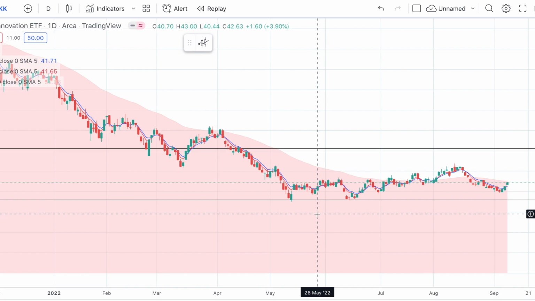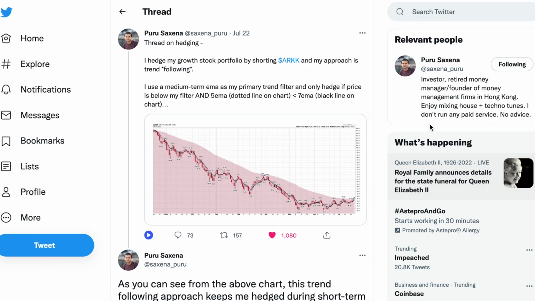So let me explain the parameters and the criteria for how and when you should hedge, okay? So this strategy was adopted from Peru Saxena. You can look him up on Twitter, ex-hedge fund type guy. Anyway, this is his criteria. He uses a medium-term EMA as his primary trend filter, and he only hedges if the price of ARK is below his medium-term EMA filter and the 5 EMA is less than the 7 EMA, okay? That is it. And let's go on.